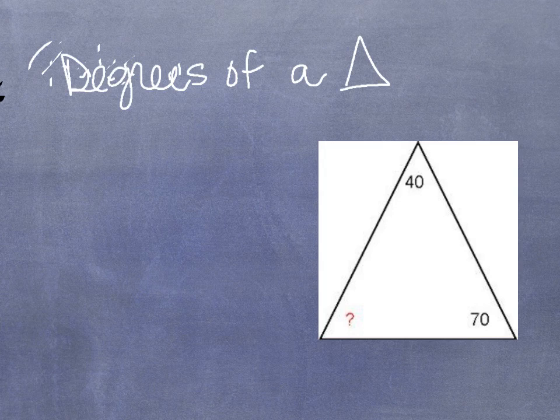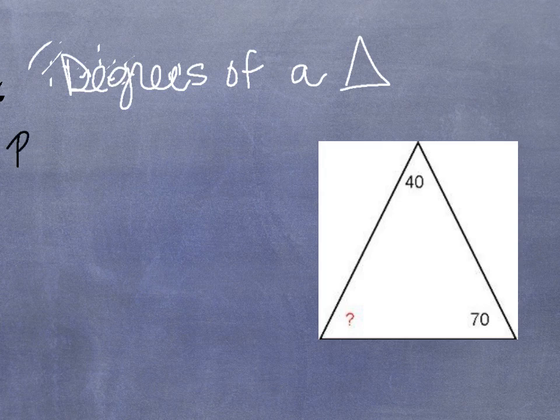Alright, welcome back. We are at our second lesson on triangles for this unit. In this unit we are going to talk about the degrees inside a triangle, so different problems that might arise, and how we can figure out missing pieces inside of a triangle. Specifically, we are going to work on two different rules today.